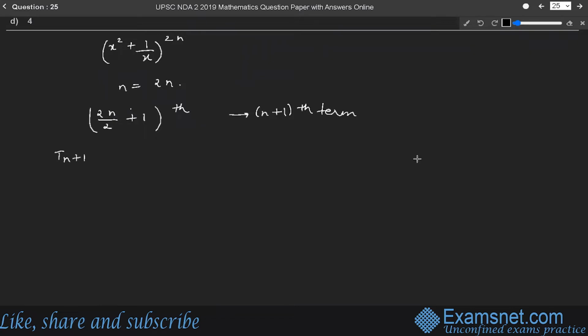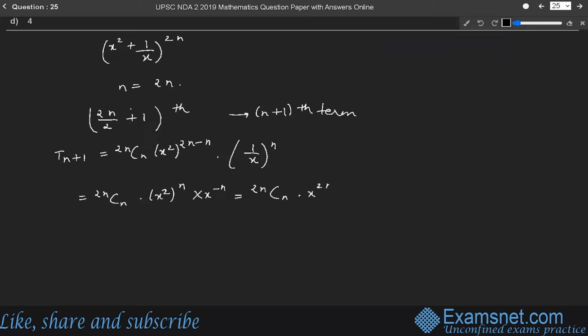Now, T(n plus 1) will be equal to 2nCn (x square) power (2n minus n) into (1 upon x) power n. So 2nCn into (x square) whole power n into x power minus n is equal to 2nCn into x power 2n into x power minus n. So it will be equal to 2nCn into x power (2n minus n). So it will be equal to 2nCn into x power n.